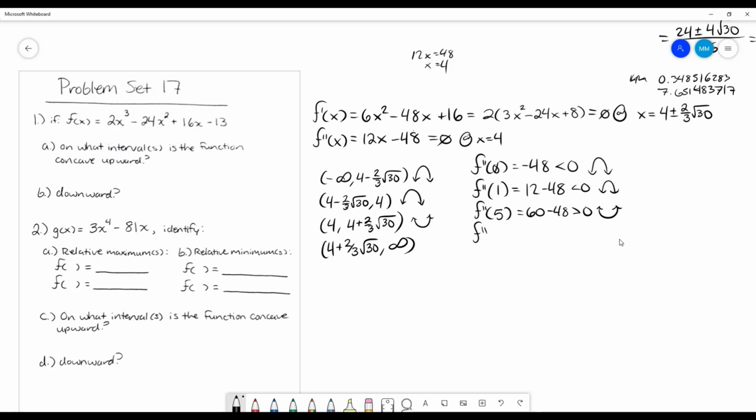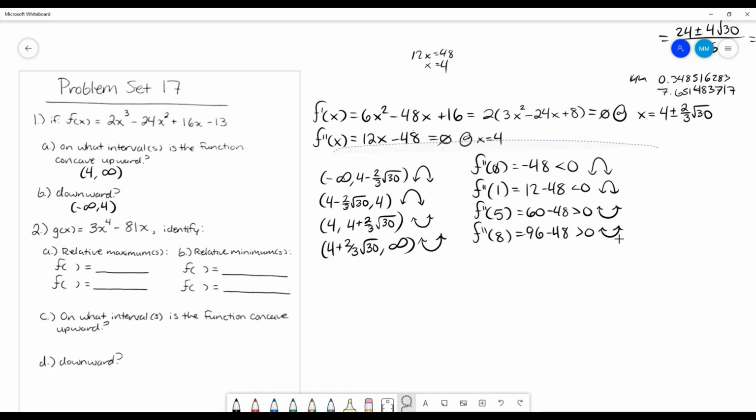And then here I'll plug in an 8, because that's greater than that. 12 times 8 is 96, I think. Which is still greater than 0. Okay, good. So it is concave upward on this interval, from 4 all the way to infinity. These are connected, so I can just go from here to here. It's concave downward from negative infinity up to 4. Not inclusive all the way around.